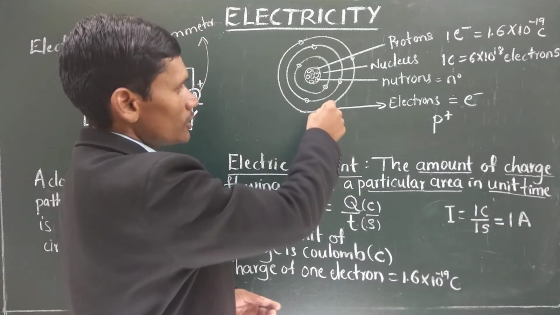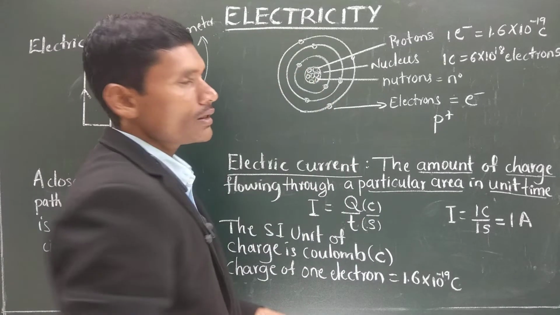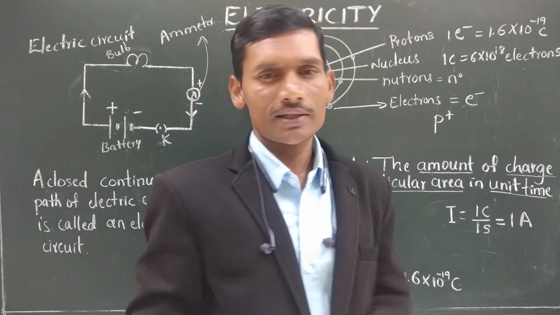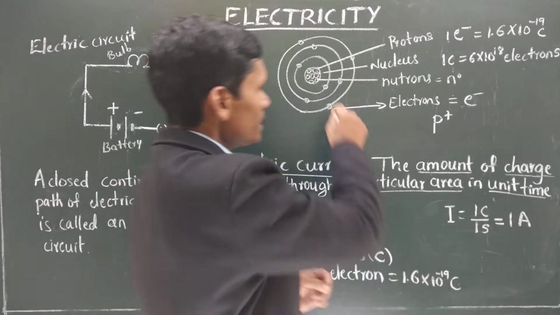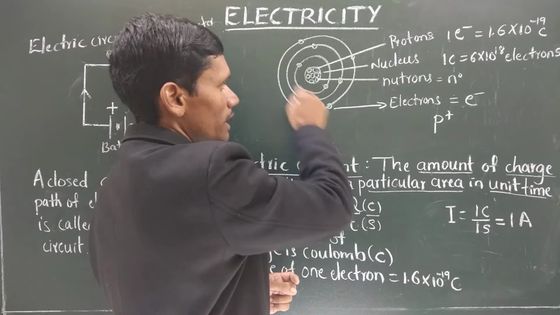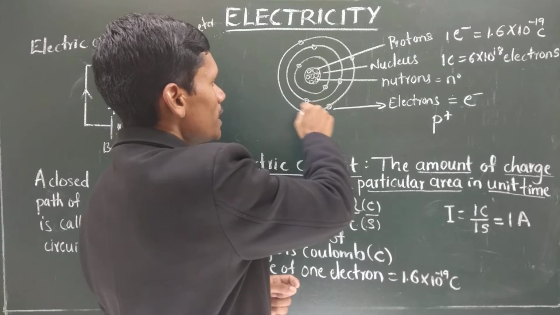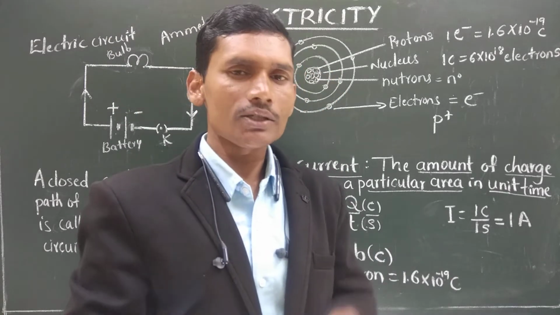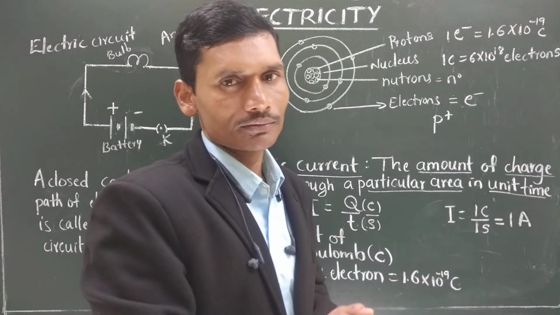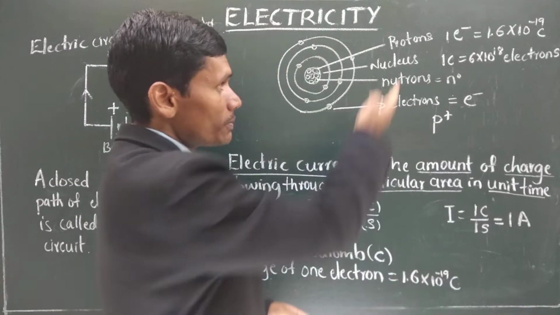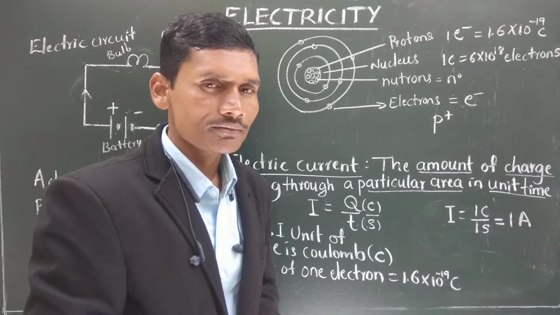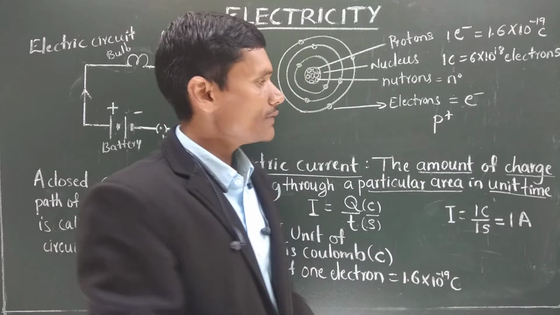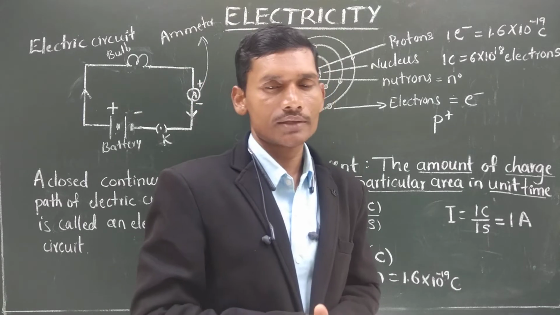Next, coming to another type of particles, they are called electrons. Electrons are negative charges. These electrons are revolving around the nucleus in an atom in particular orbits called energy levels or shells. We know this just about an atom. Now you see, all these particles are called charges. If they are positively charged, they are called positive charges. If they are negatively charged, they are called negative charges.